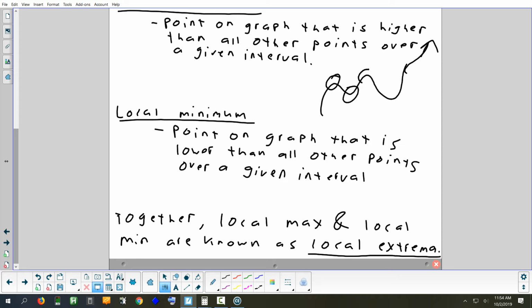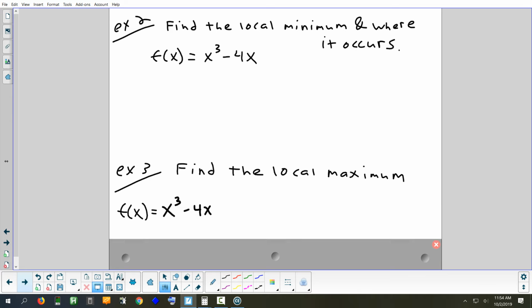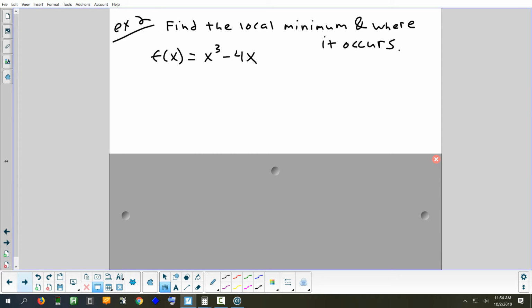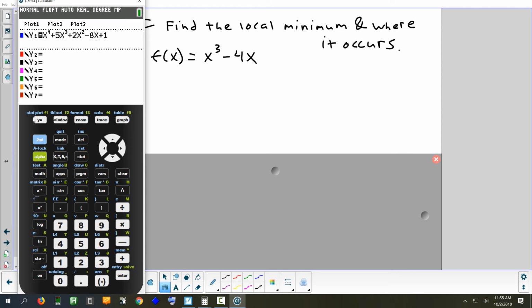You could have 1, 2, 3. You could have up to 4 things you'd have to find. A couple mins and a couple maxes. Okay? Those are called the local extrema. Okay, so let's graph that, and I'm just going to do the minimum. I could do the maximum pretty much the same way.